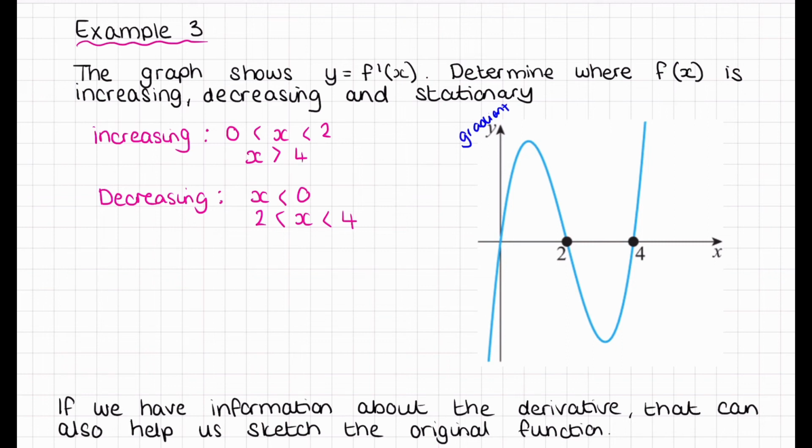Now the stationary points, remember on the derivative graph, is when the gradient is 0, so we need to look at our x-intercepts, and we have 3. So our stationary points are when x equals 0, x equals 2, and x equals 4.